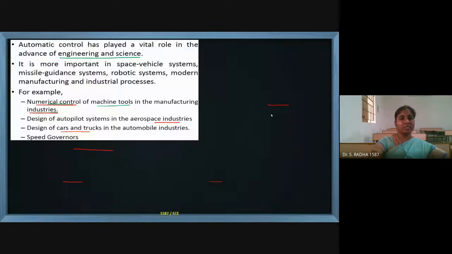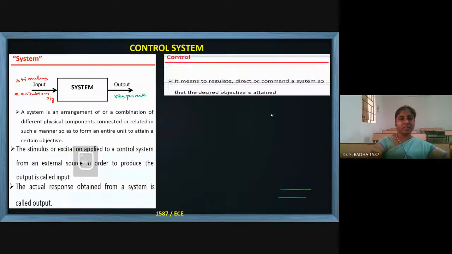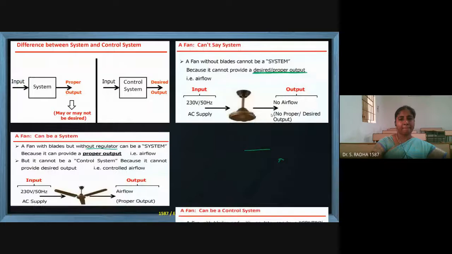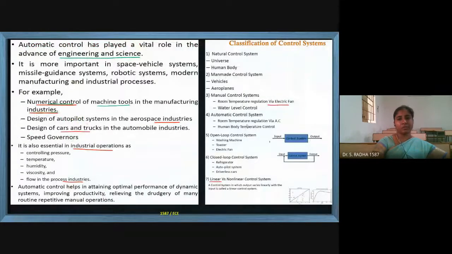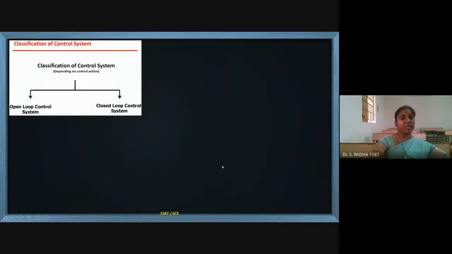If you see the previous case, the last but two, the fifth and sixth: open loop and closed loop, that we will see in detail. Coming to the open loop control system and closed loop control system, depending on the control action, we can get open loop or closed loop control system.